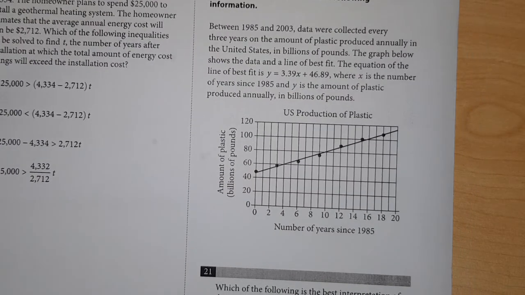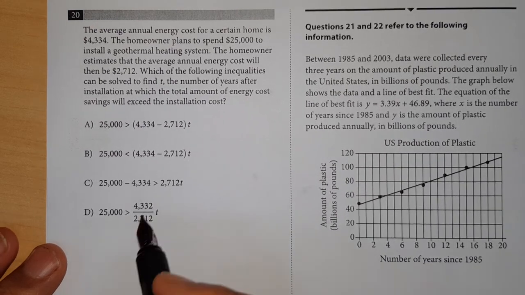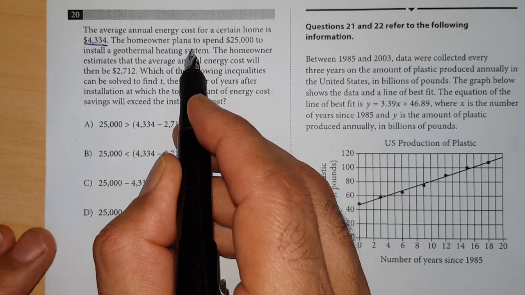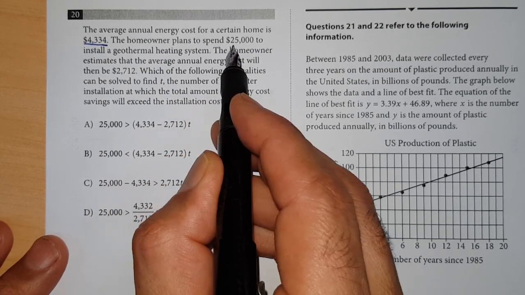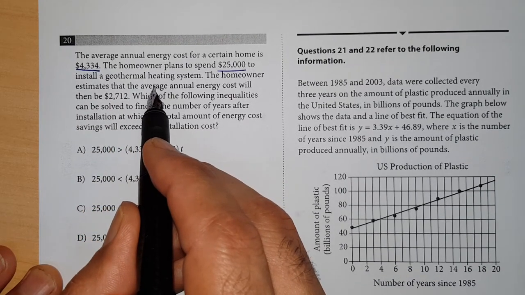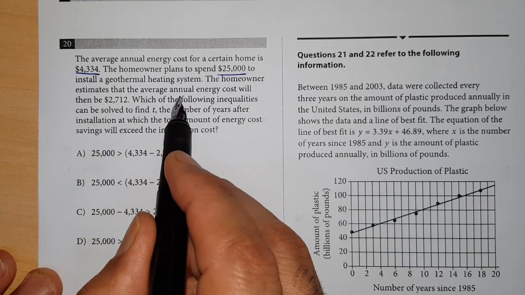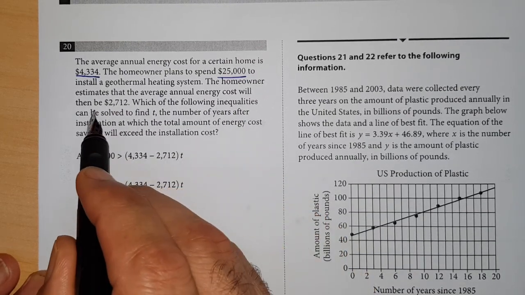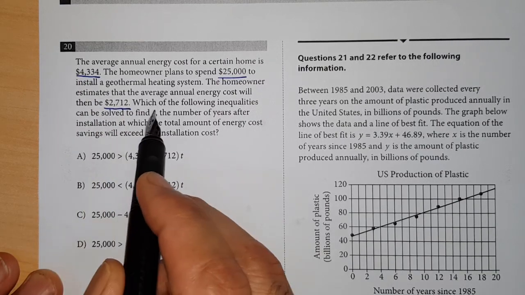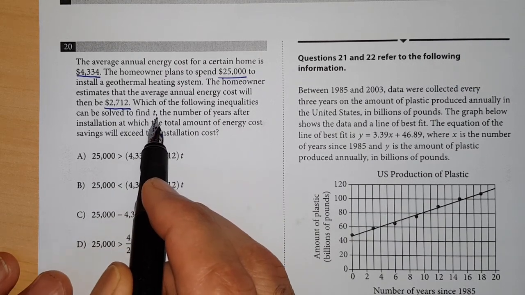Okay. Number 20. The average annual energy cost for a certain home is 4,000. The homeowner plans to spend 25,000 to install a geothermal heating system. The homeowner estimates that the average annual energy cost will be 2,000. So it will be reduced from 4,000 to 2,000. Which of the following inequalities can be solved to find time t?